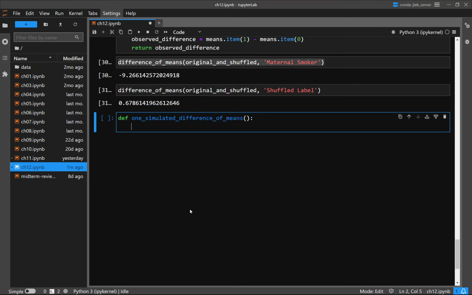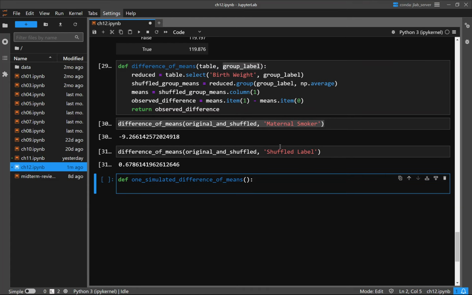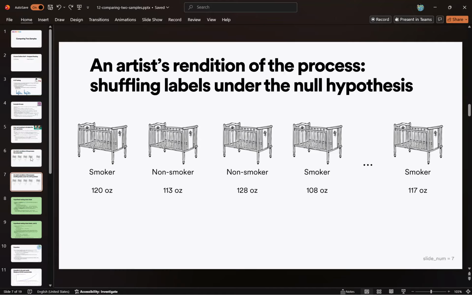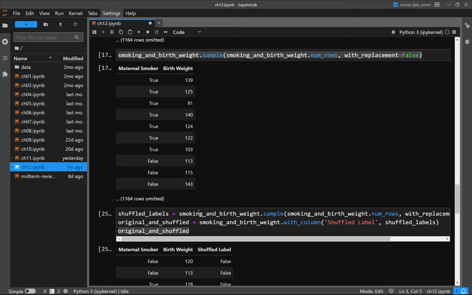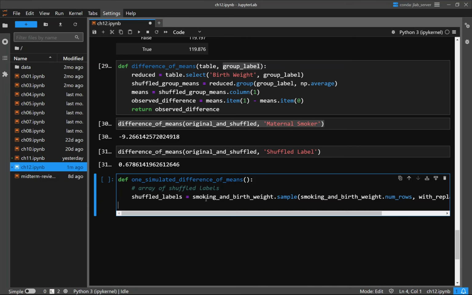Okay, that's what I want. And so I want to make a bunch of shuffle labels. I want to attach them to the original table. I want to do this kind of difference of means. I want to keep on playing this game, shuffling these labels around, because if nothing mattered, if there was no difference, then this is what we saw. All right. Array of shuffled labels. So let's make that array of shuffled labels first. Here was this, right? Get my array of shuffled labels.